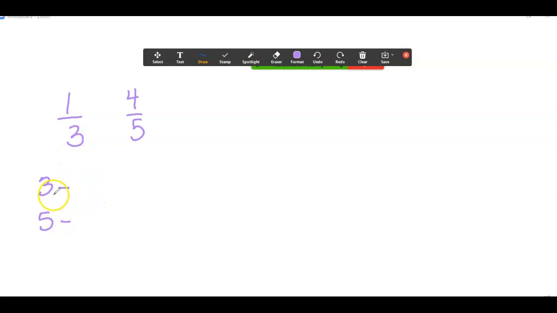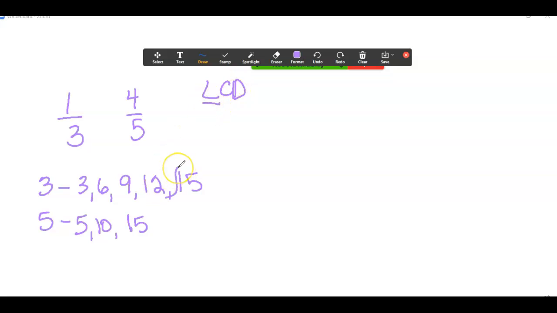All right, so let's do our list of 3s. 3, 6, 9, 12, 15. And let's do our list of 5s. 5, 10, 15. Okay, do I need to go on? Okay, remember it's the LCD, right? It's the lowest. So once I hit one number that is in common, I don't have to continue on. Okay, I can if I just really want to, but you don't have to because we want the lowest. So now that I know that my LCD is 15, now I'm going to change them.